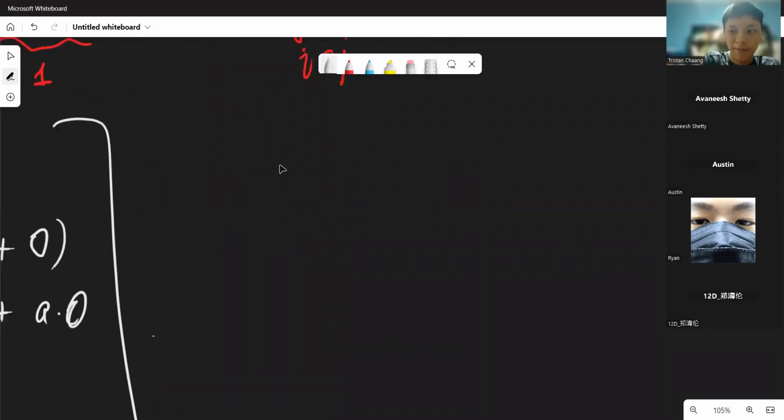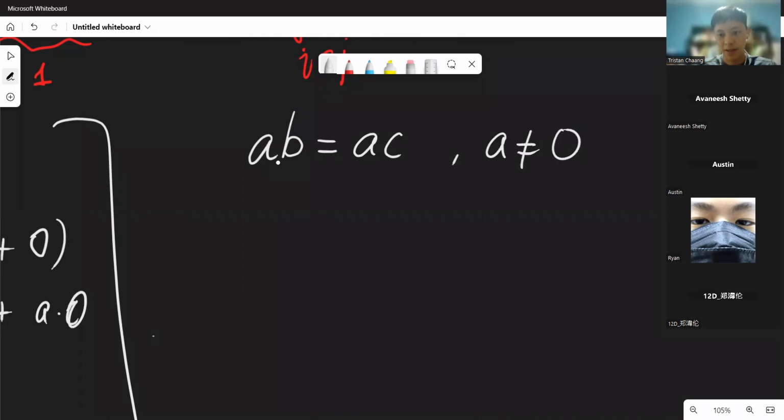That is, if AB equals AC and A is not 0, then B equals C. Anyone wants to prove this? Try to prove this. You can only use the rules from the 7 axioms of a field. Oh, sorry, the result you want to prove is B equals C. And how do you prove this? Divide both sides by A.